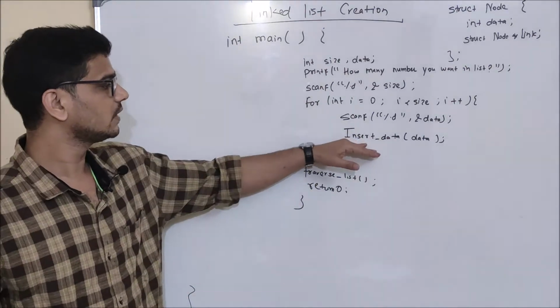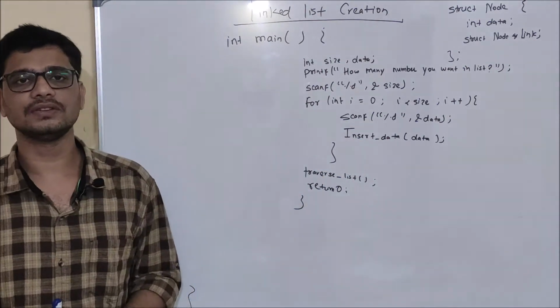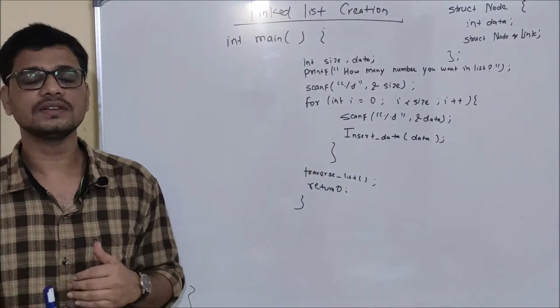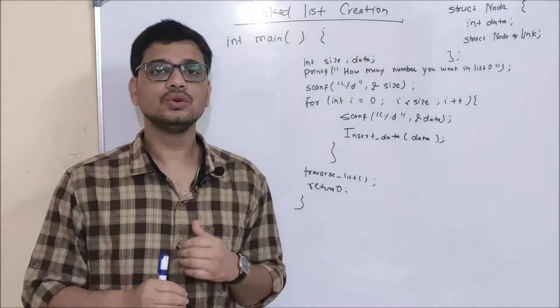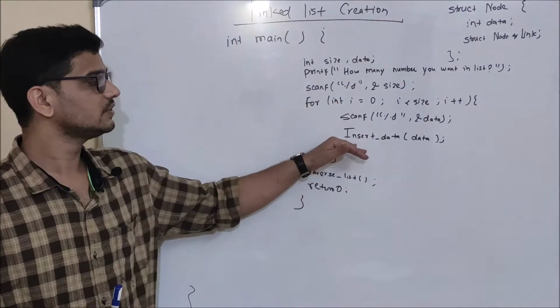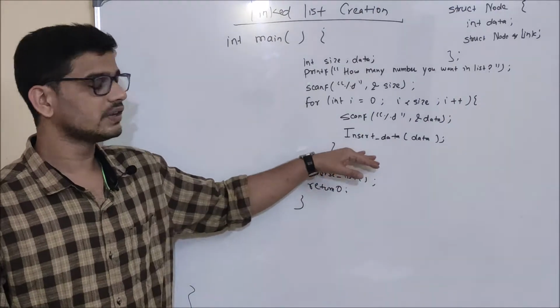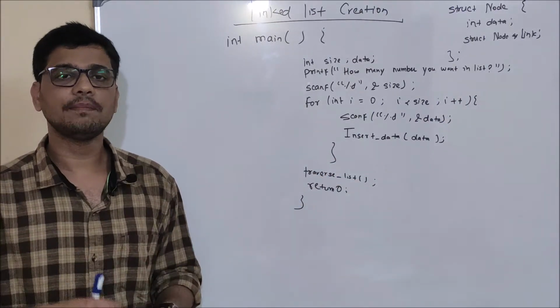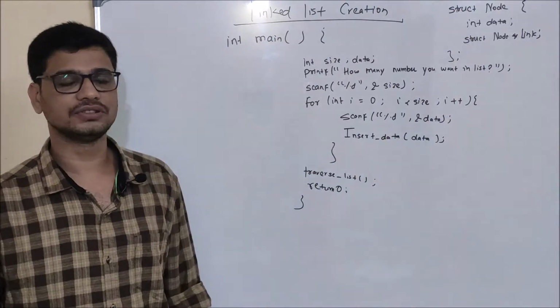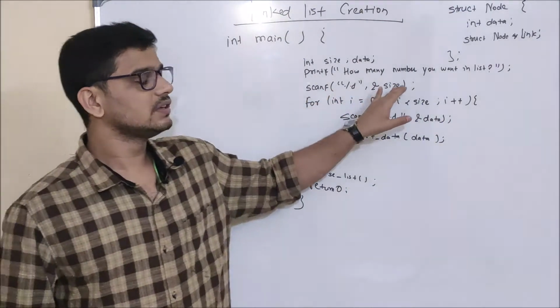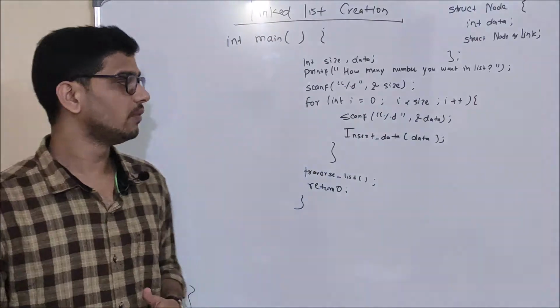And in next line what I am doing, I am calling an insert function. Okay, and what will this insert function do for us? Insert function will do two things for us, that is, if the linked list is empty, it will create a linked list and insert the data, and if there is some data in linked list, it will append this data at the last position.